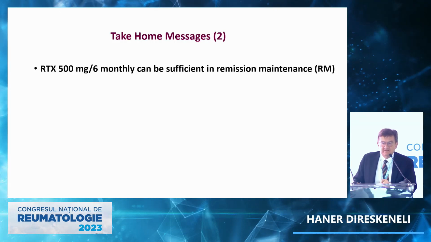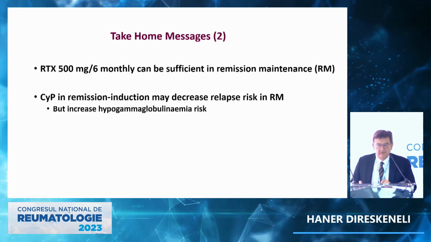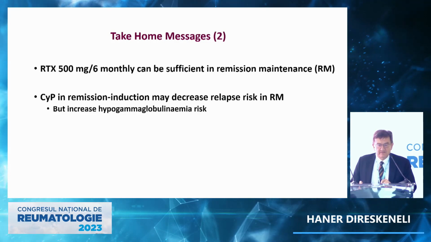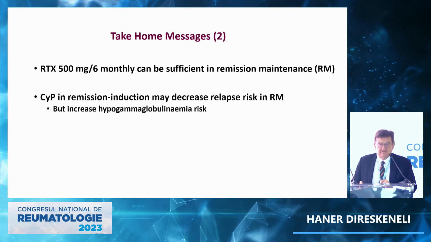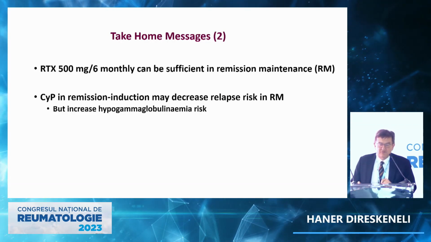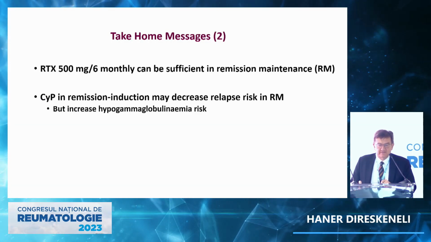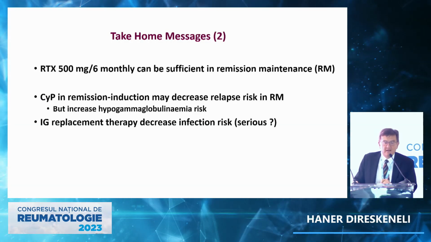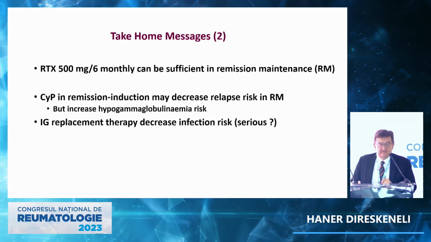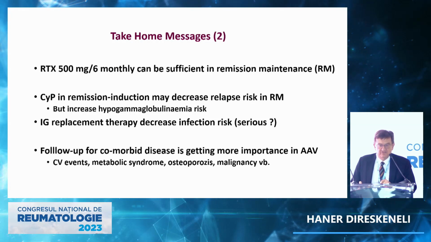For remission maintenance, rituximab 500 mg 6 monthly can be sufficient. Cyclophosphamide in remission induction may decrease relapse risks, but we know that it increases hypogammaglobulinemia risk in addition to other long-term malignancy effects. IG replacement therapy decreases the infection risk, but mainly the general infection risk. The serious infections do not change much.